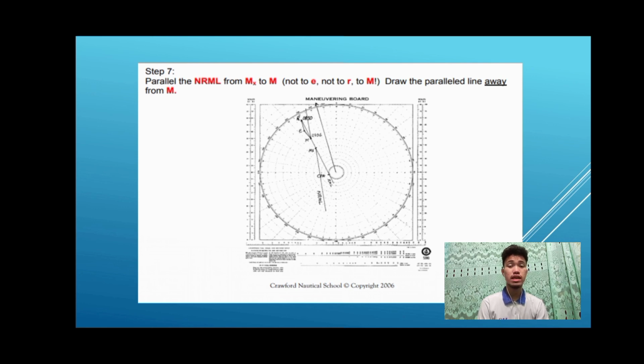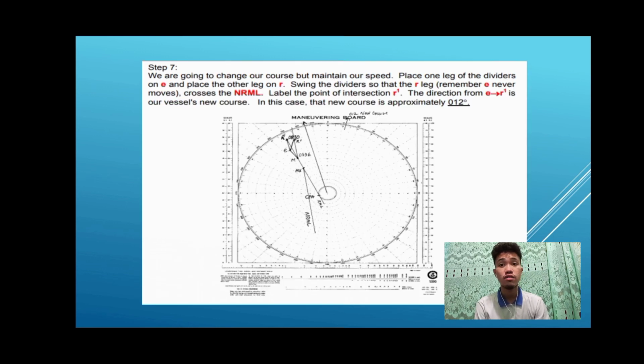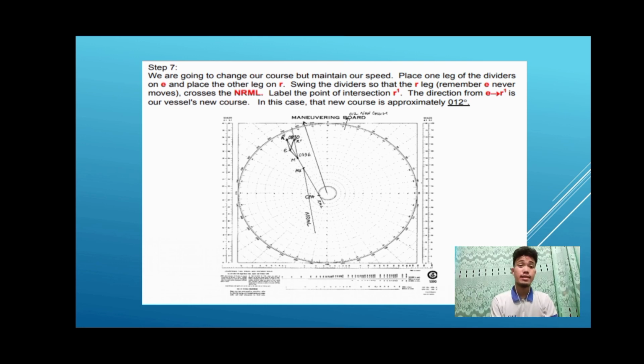all we need to do is use the new line of relative motion as a basis to draw the parallel line away from M. And as we can see in the maneuvering board, the new line of relative motion is already paralleled to M. Lastly, we are going to change our course while at the same time maintaining our speed.